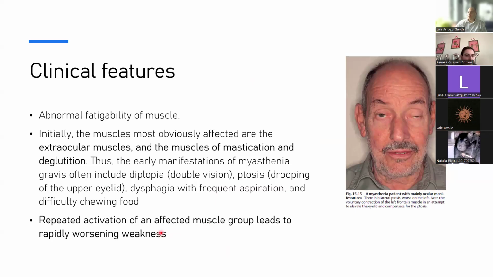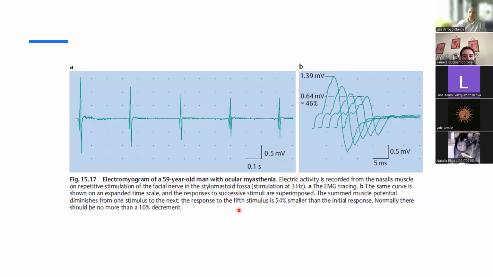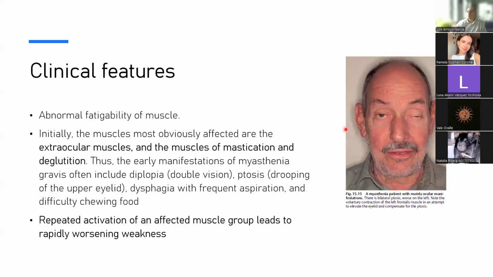So repeated activation of the affected muscle groups leads to rapidly worsening weakness. This is because with the repetition, you are losing the sensitivity of the receptor. And it might be because of the internalization of the receptors, for example.